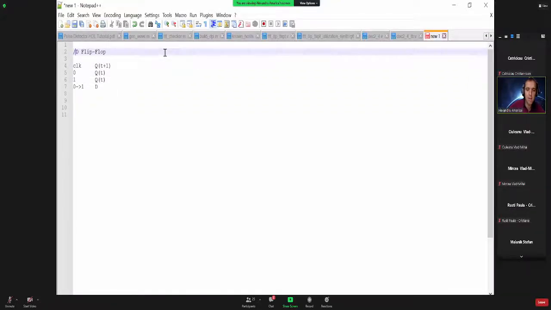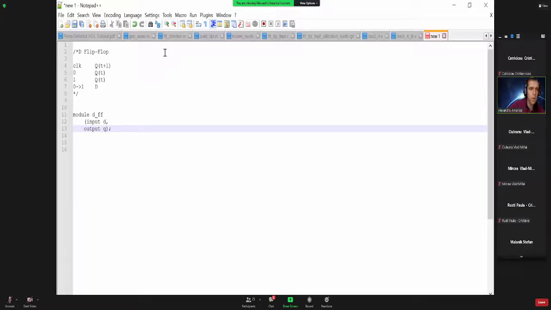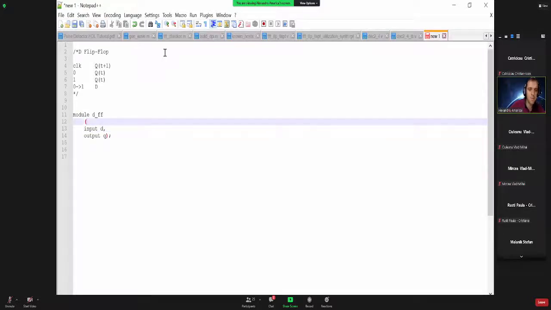So I'm going to write the design code for the D flip-flop, okay. Let me put something like this. The output Q. Also, you have... I'm going to make it without reset, in order to keep things simple, okay.